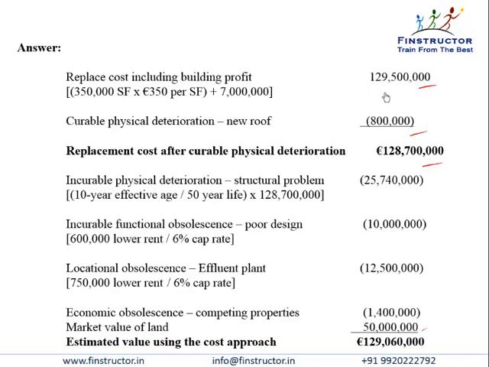$129.5 million is the cost of construction today. That is 350,000 square feet into 350 euros per square foot plus the 7 million euro builder profit, on which there has been a curable deterioration which can be fixed by paying another 800,000. So the replacement cost is $128,700,000, of which 1/5 has already been used up.